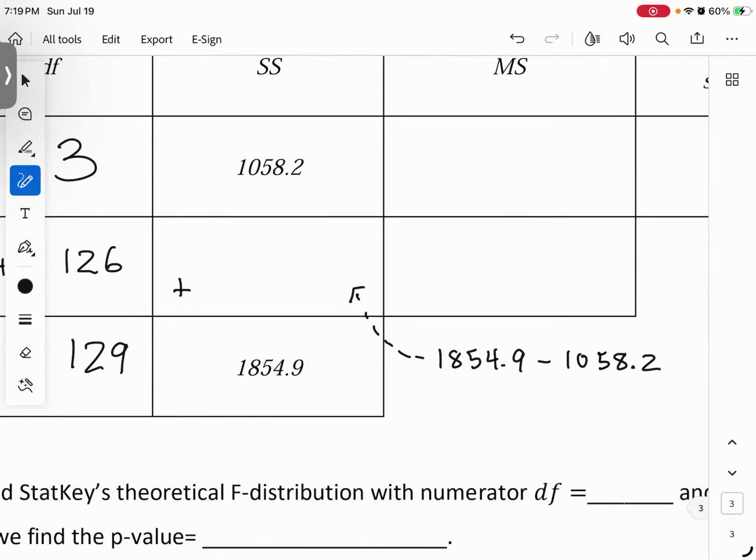And so it should be 796.7. So again, the reason I'm doing this example is, one, to give us a little bit more practice before you go do this on your homework on your own, but also because on the test, this is how it's going to be. 2 numbers will be given. You just have to do subtraction to fill in the blank.